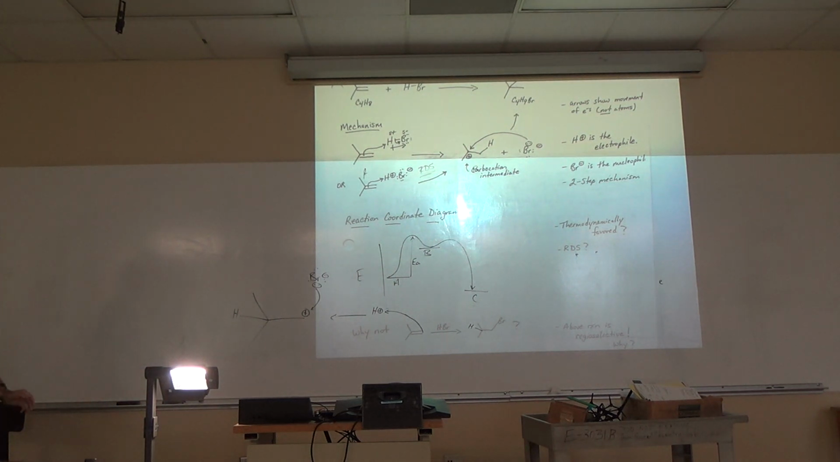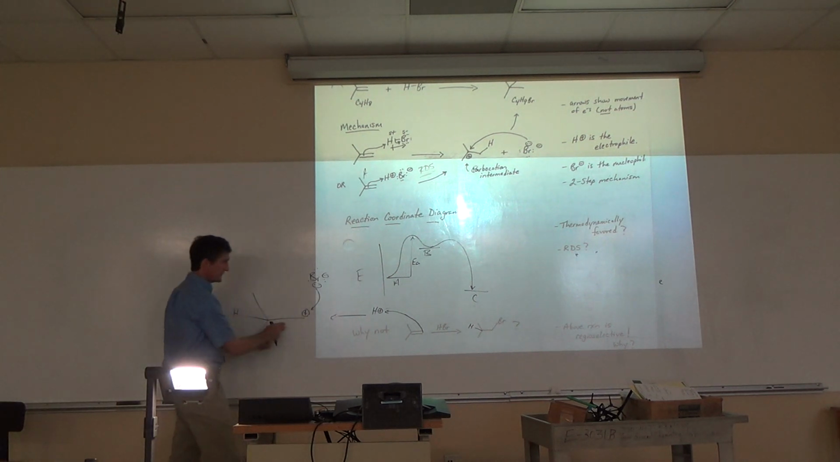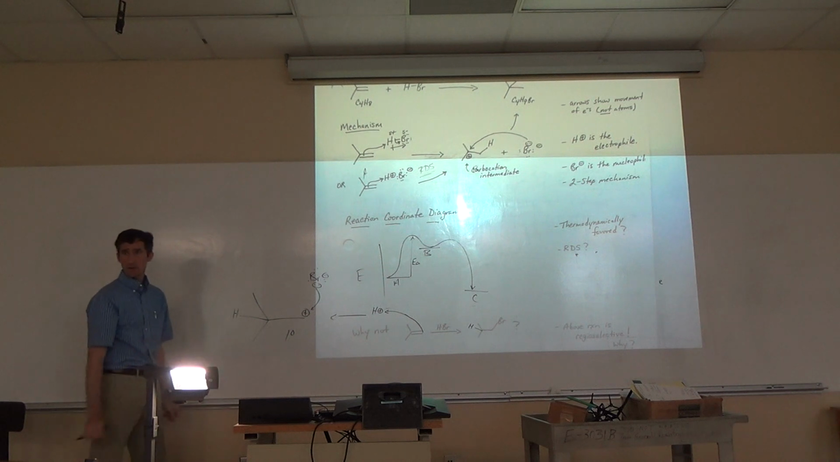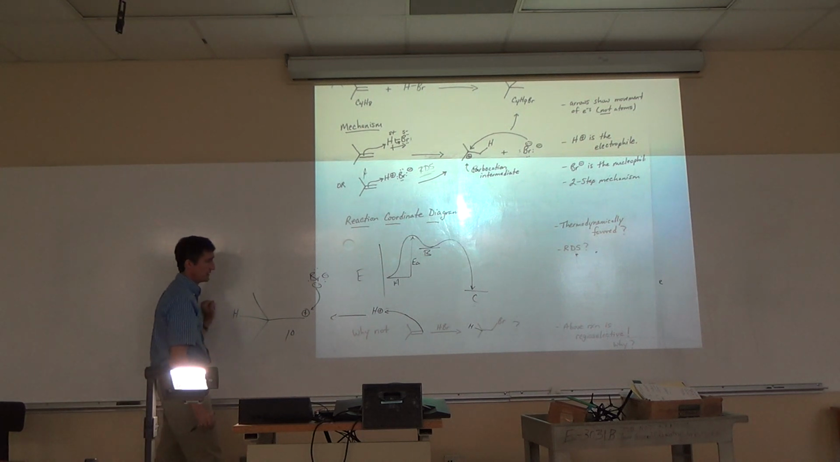Why did the reaction not go that way? Well, if it did, we would get a different intermediate. That's not the same intermediate as we got up there. This is primary. That up there is what? Tertiary. Which is more stable? Tertiary is more stable. Why?